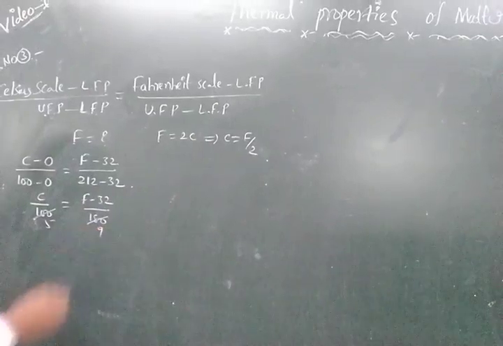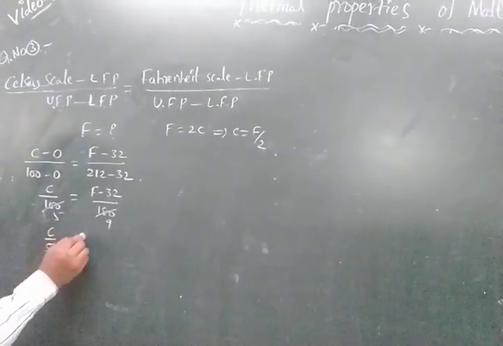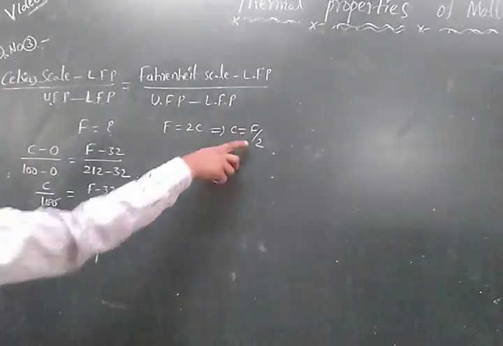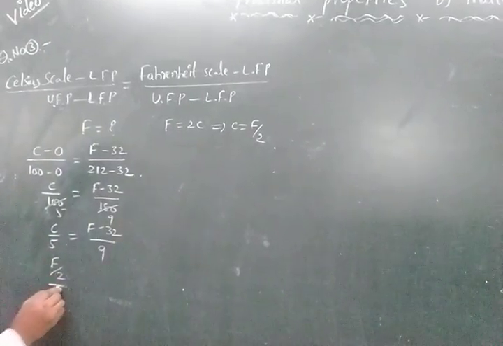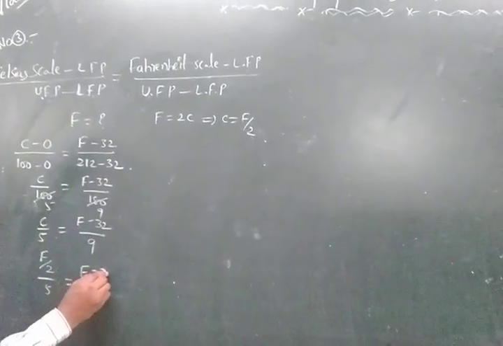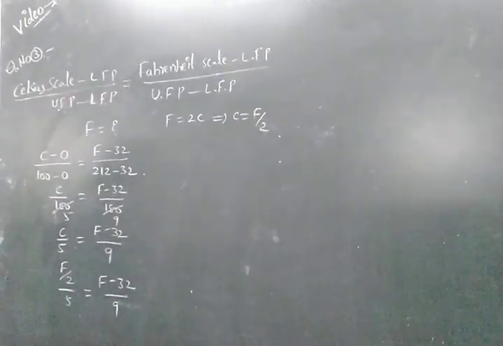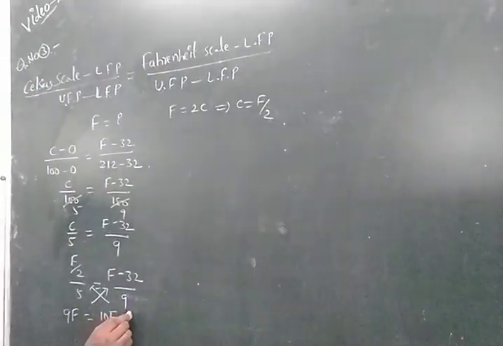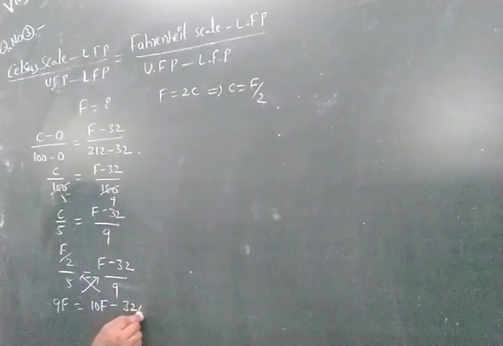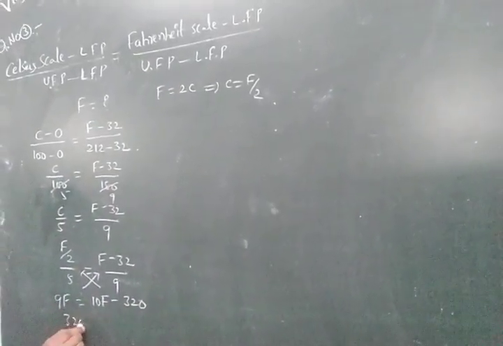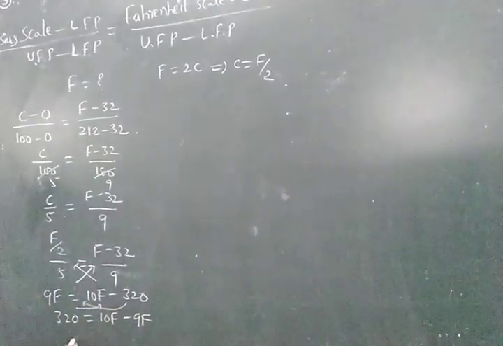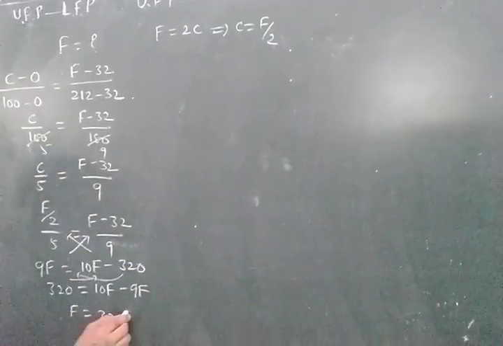So C/100 = (F − 32)/180. Cancelling 20, we get C/5 = (F − 32)/9. The condition is C = F/2, so substituting, (F/2)/5 = (F − 32)/9. That gives 10 in the denominator, and cross multiplying, 9F = 10F − 320. Taking terms to one side, 320 = 10F − 9F. Now F is equal to 320 degrees Fahrenheit. This is the answer for this option.